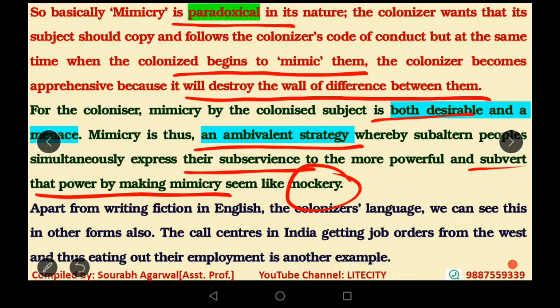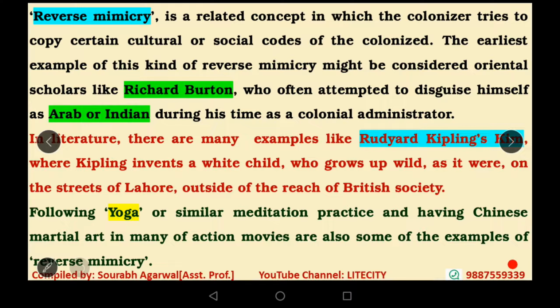Apart from writing fiction in English, the colonizer's language, we can see this in other forms also. The call centers in India getting job orders from the West, thus eating out their employment, is another example. Reverse mimicry is another related concept in which the colonizer tries to copy certain cultural and social codes of the colonized. Sometimes mimicry happens in the reverse order. Instead of the colonized following the colonizer's code, the colonizer or the European is fascinated, attracted by certain native practices and wants to follow them. This is known as reverse mimicry.